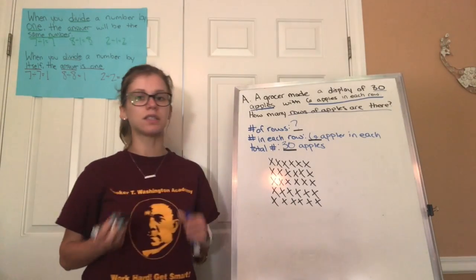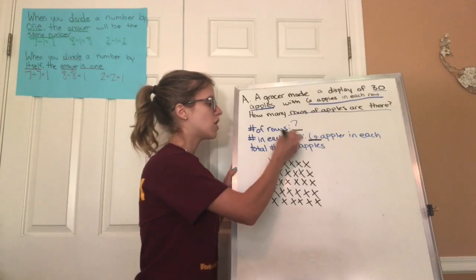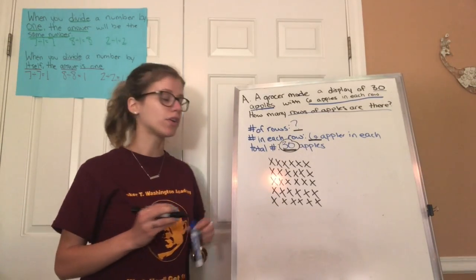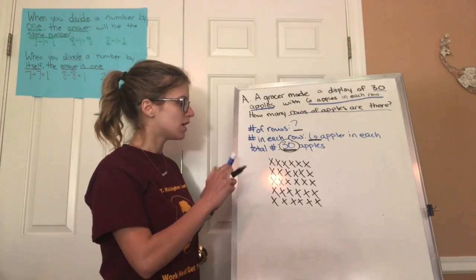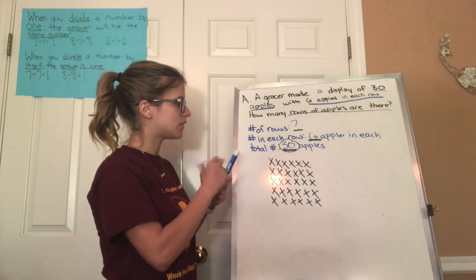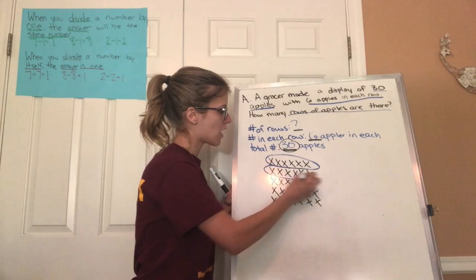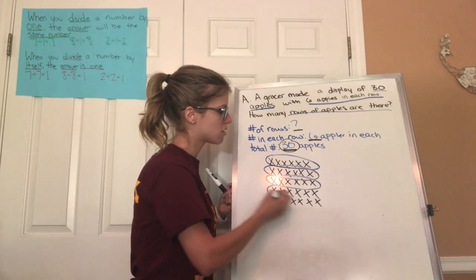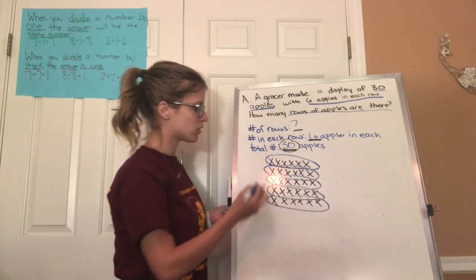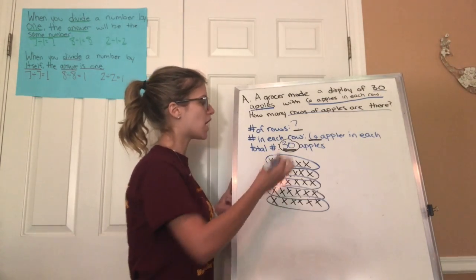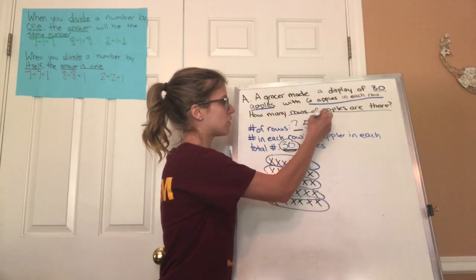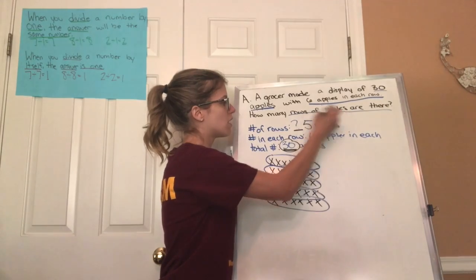And now I know that I need to stop because I got my total of 30 apples. I'm not getting any more than 30 apples. Now I can see that I have 6 in each row. Each row has 6. And now I need to figure out how many rows there are. So there's 1, 2, 3, 4, 5 rows. So my answer is 5 rows of apples.